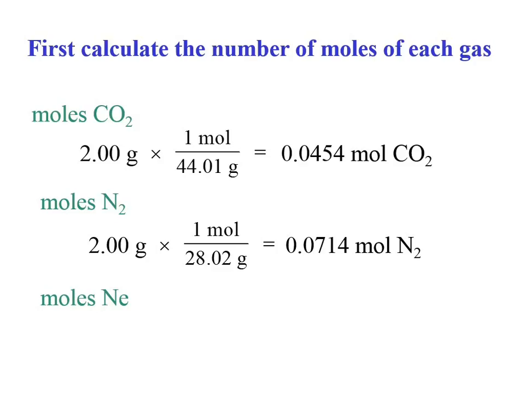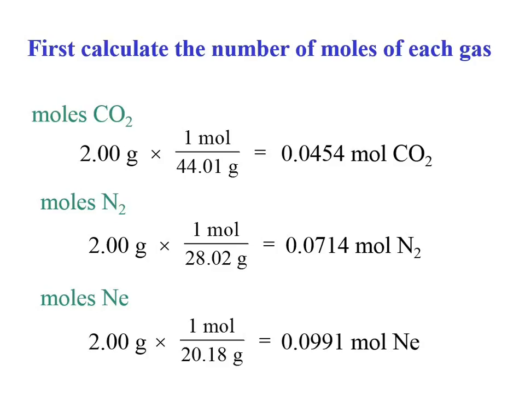And then last but not least, neon, simply looking at the periodic table. Its mass, again, was 2.00 grams. The periodic table gives it a decimal number for neon, 20.18 grams per mole. So use the flipped version of the molar mass and then come up with 0.0991 moles of neon.